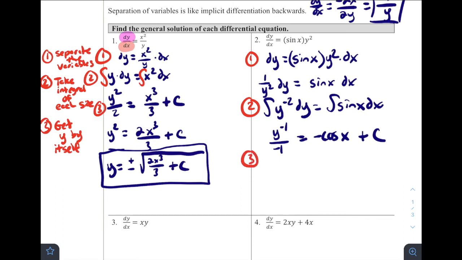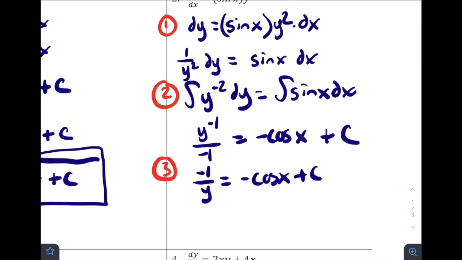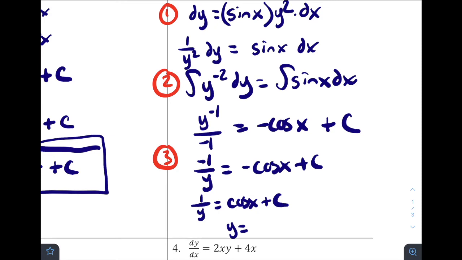So here for step 3, what I'm going to do on the left side is rewrite this y to the negative 1 over negative 1 as negative 1 over y, which is equal to our negative cosine of x plus c. After that, I'm going to get rid of the negatives on both sides, essentially divide or multiply by negative 1 on both sides, to give me that 1 over y is equal to positive cosine of x. Technically, that's like a minus c, but again, it's a constant, so we're just going to leave it as a constant for this. And then because this is a reciprocal, in order to get y by itself, I'm going to take the reciprocal of both sides of this equation. And so that's going to tell me here that y is going to be equal to 1 over cosine of x plus c. And that would be our equation for y in this problem.